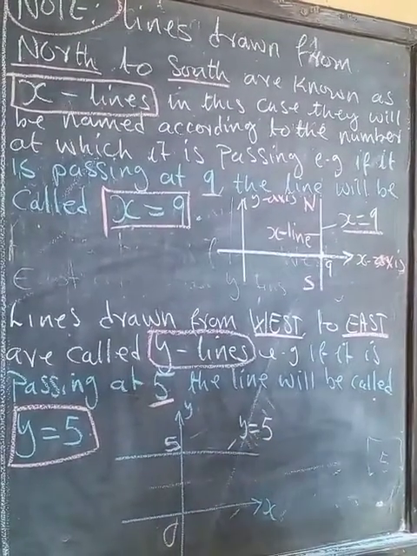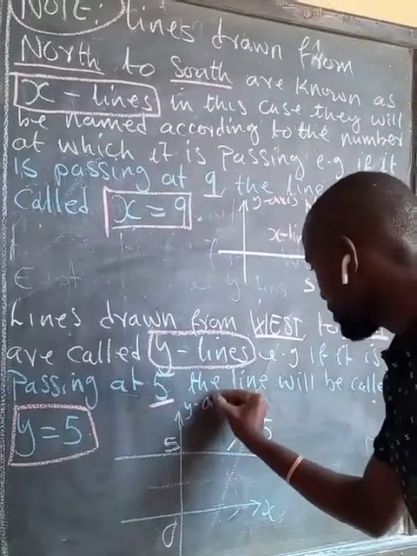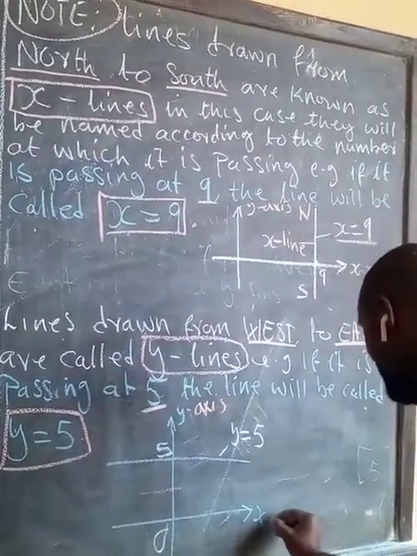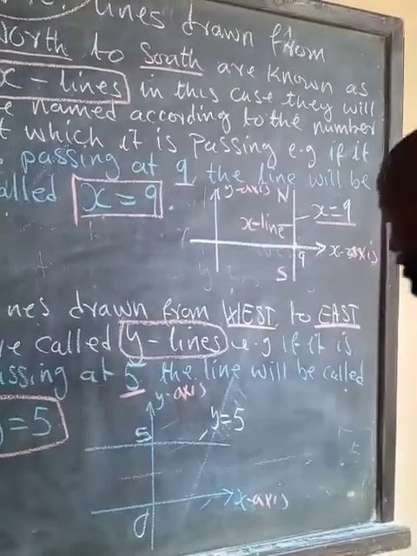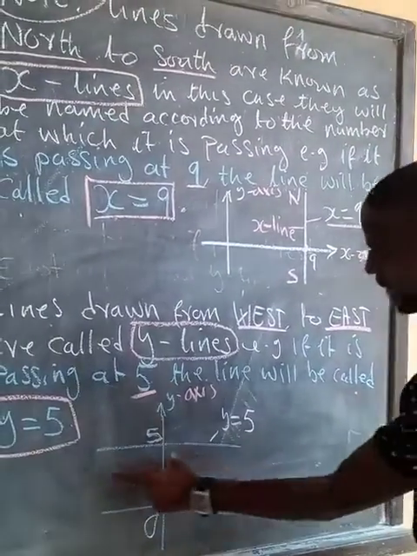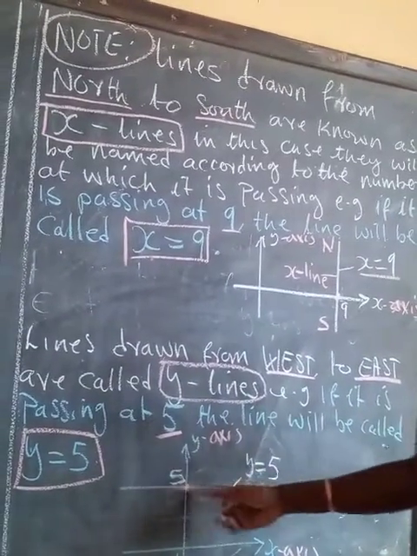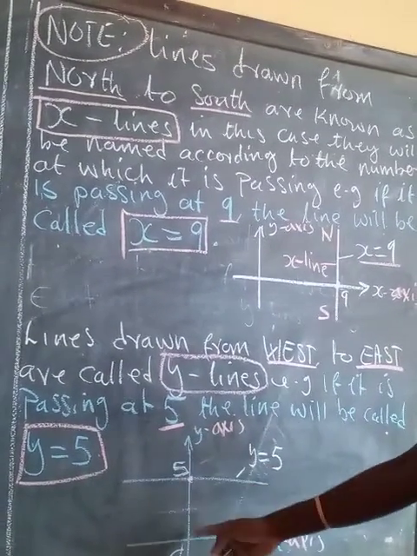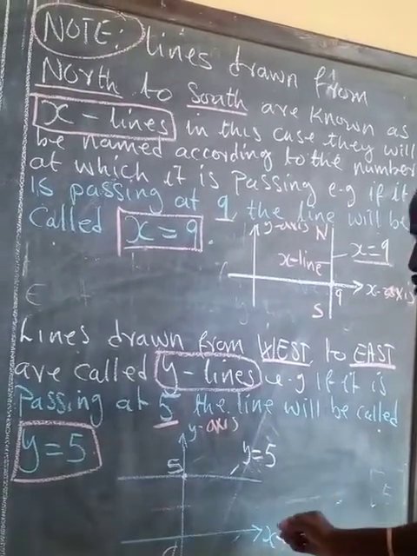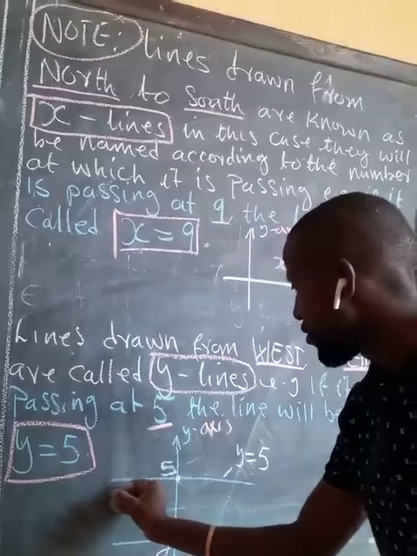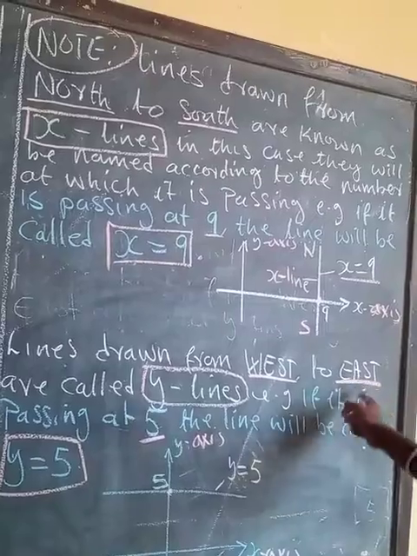Let's look at the diagram here. This is my y-axis, and this is my x-axis. Hence, we see that this line which we have drawn here is cutting at 5 there, and it is on the y-axis. So we are saying that if a line is drawn from west to east, okay.